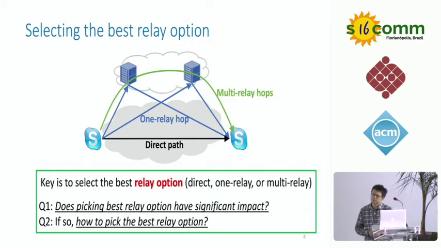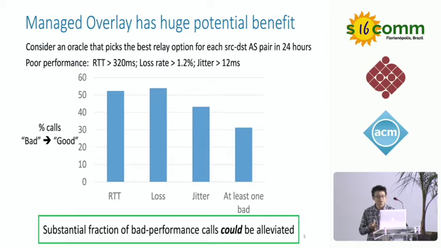The key questions in this context, as in any overlay networks, are first, does picking the best relay option have significant impact on network performance? And two, if so, how to practically pick the best relay option for each call? Now let's focus on the first question for now. Yes, picking the best relay option does have a huge potential benefit on network performance.